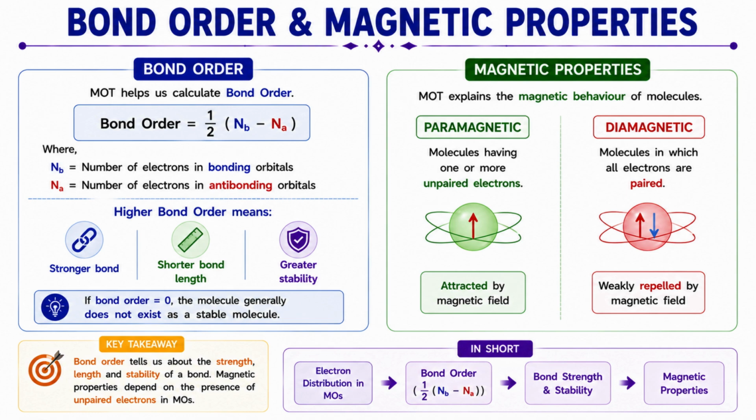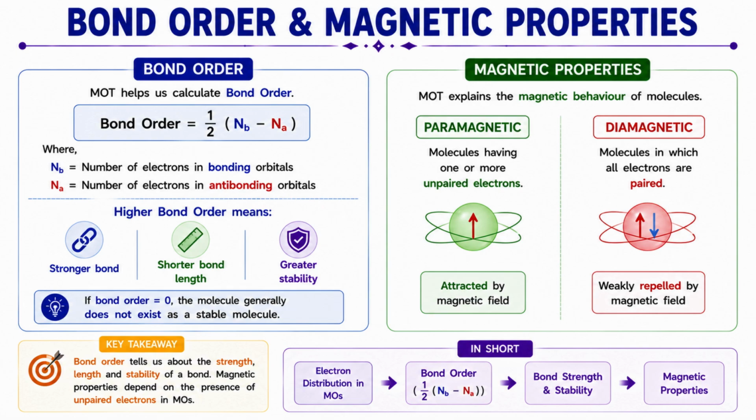One of the greatest advantages of MOT is that it explains the magnetic behavior of molecules. If a molecule contains unpaired electrons, it is paramagnetic. It is attracted by a magnetic field. If all electrons are paired, it is diamagnetic. It is weakly repelled by a magnetic field.